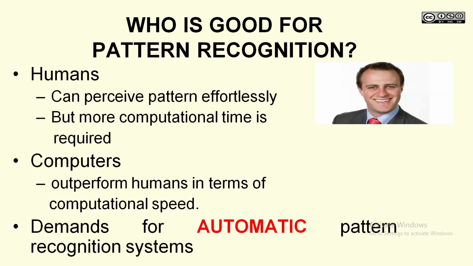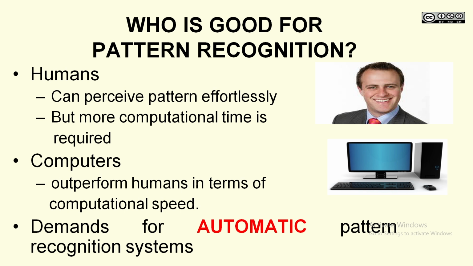Then what else? On the other hand, we have computers. Why do we need to go for computers? Because for certain cases of problems, computers perform better than human beings. So in terms of computational speed, one has to go for computers rather than human beings. In modern days, a lot of demand is arising for automatic pattern recognition systems.